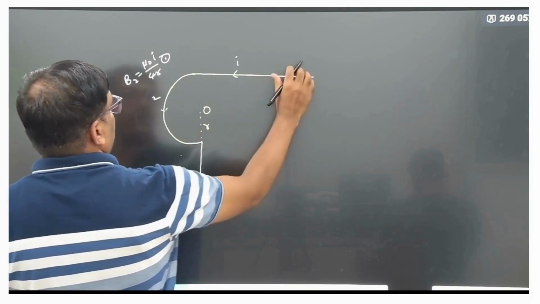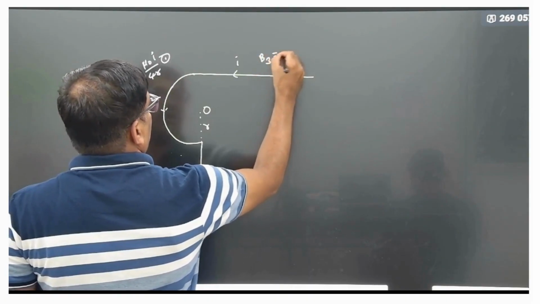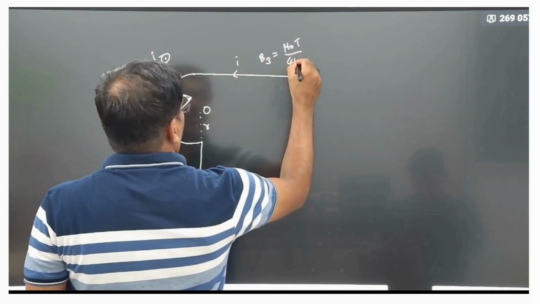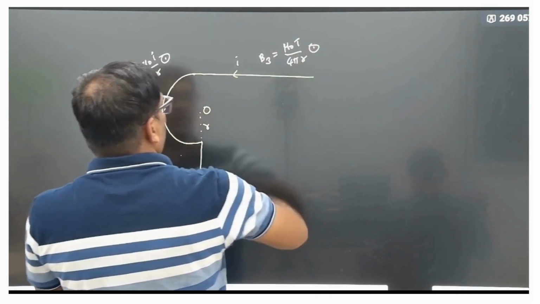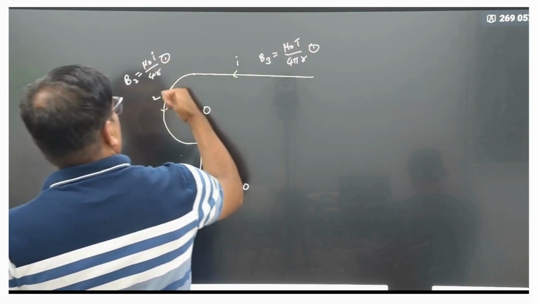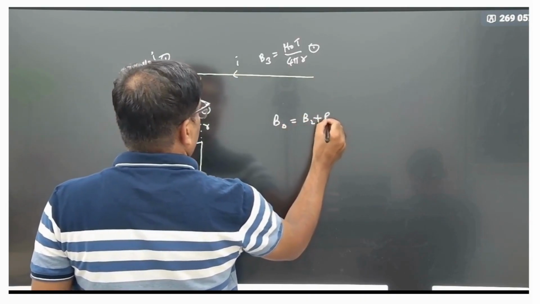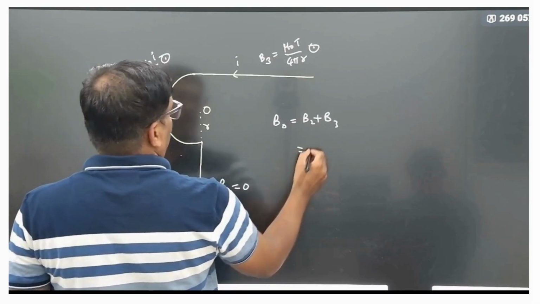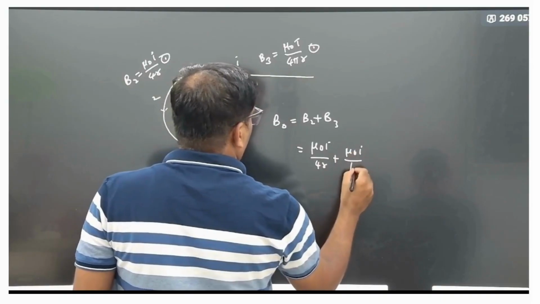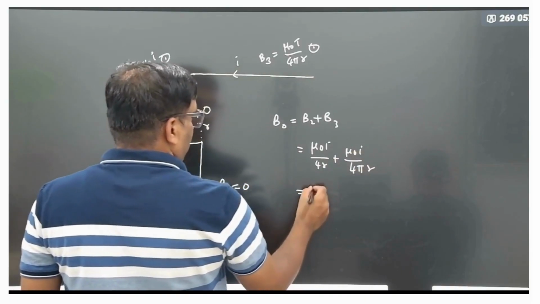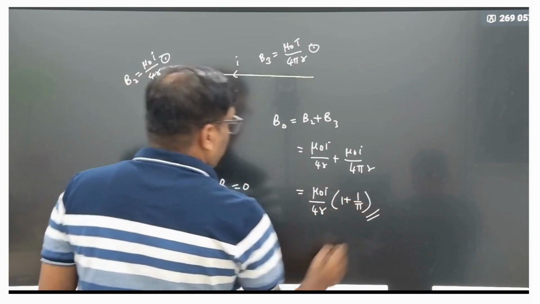Therefore outward. Due to this, the magnetic field will be outward. This is the third, B3. How much now? Mu naught into I by 4 pi R. Clear? So this is also outward. Why outward? This is the current, the magnetic field is outward. So B at O will be equal to B2 plus B3. B1 is 0. So add this: mu naught into I by 4R plus mu naught into I by 4 pi R. So what you will get now? Mu naught into I by 4R, 1 plus 1 by pi will be your answer.